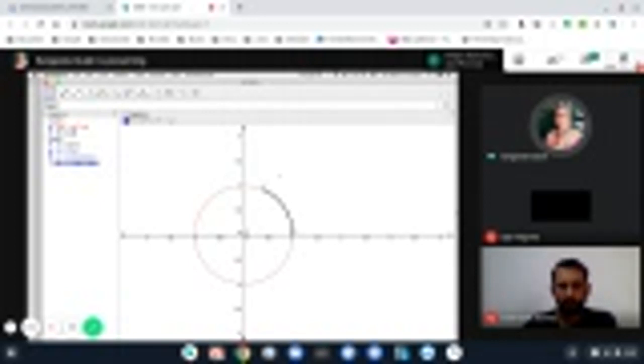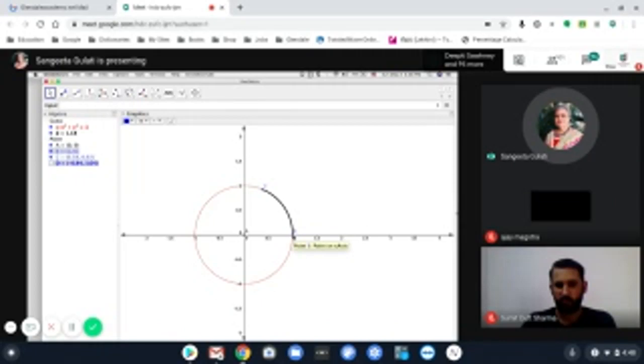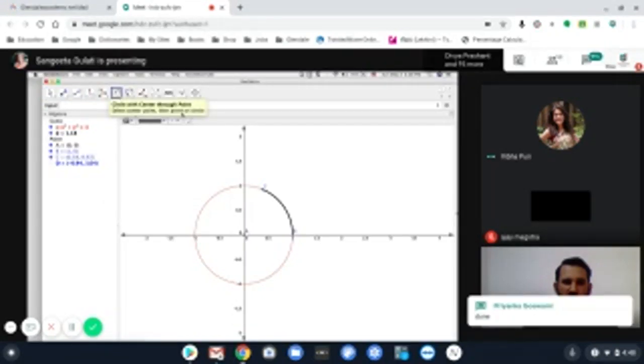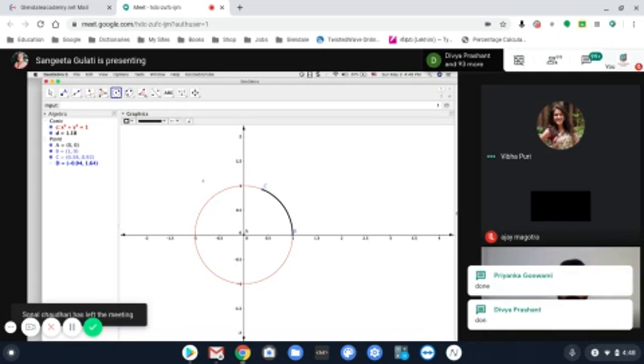So first we got the circle, the center at origin and radius 1. So we had the center at 0, 0, the circle, and a point 1, 0. We took the circle tool and drew the circle with center through point. I hope that everybody had done that. Yes, that was clear, only the arc part.